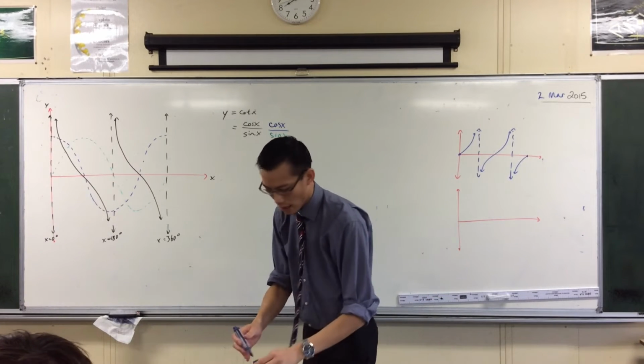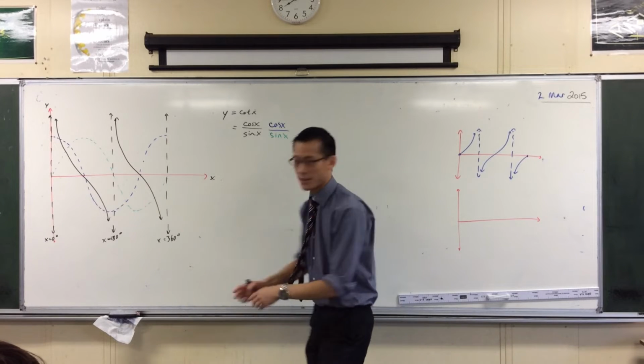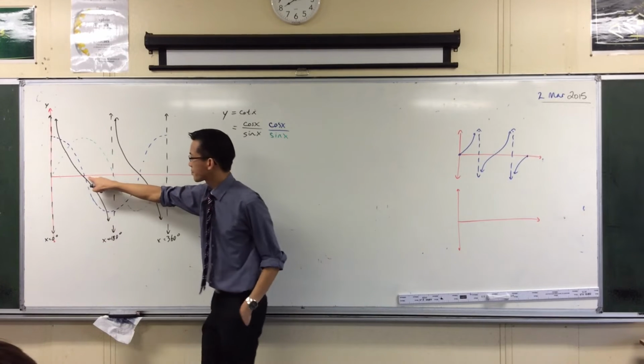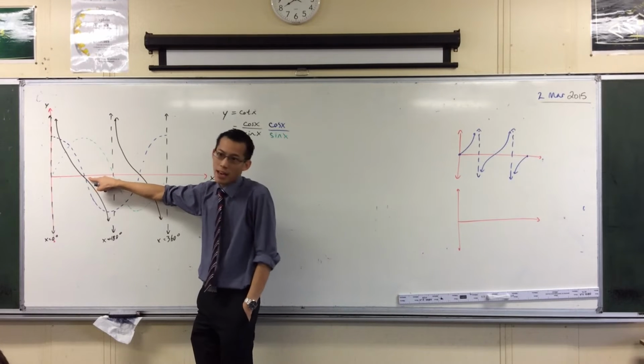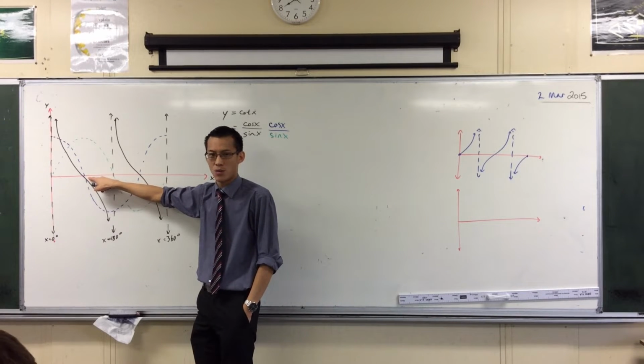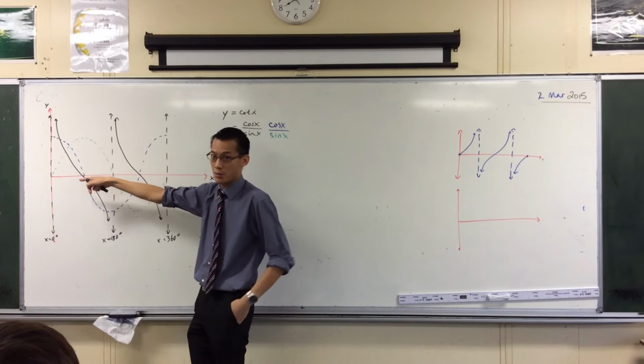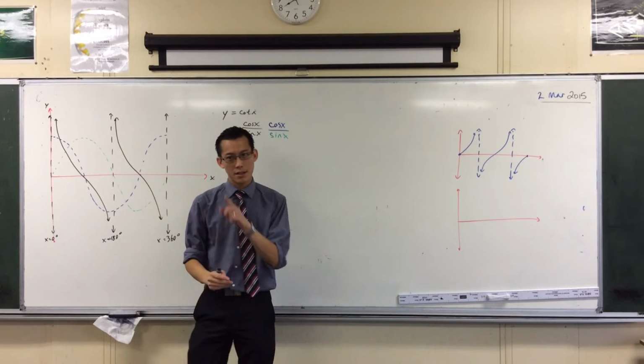But that immediately tells you, right? For instance, there are easy parts like here. Here, the numerator, blue, is 0. So I don't care what the denominator is, so long as it's not 0, which it's not. So that's why it goes to 0 at 90 degrees.